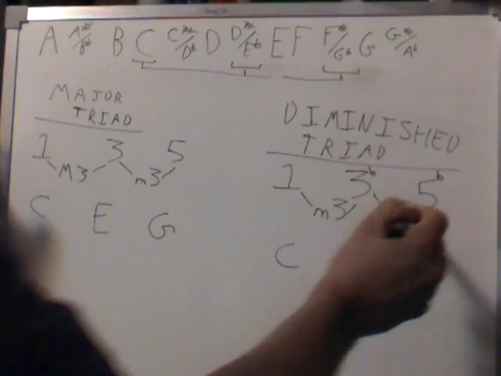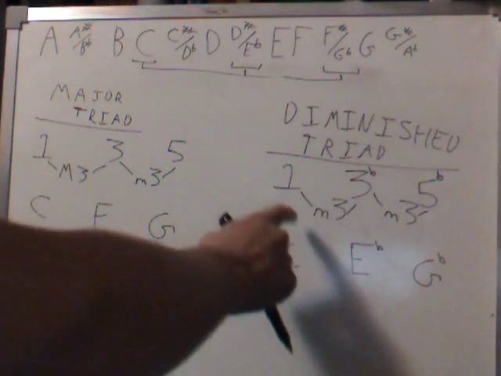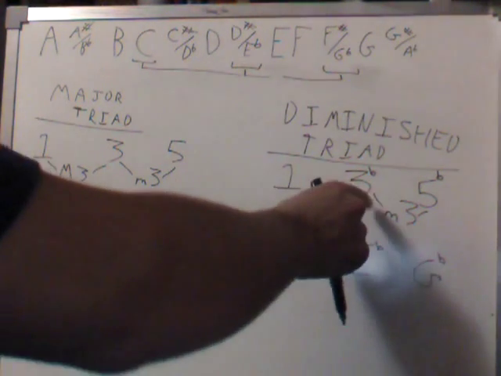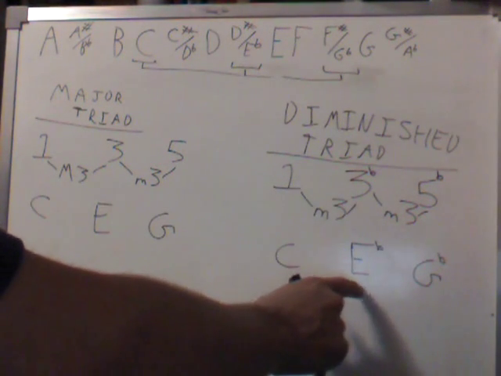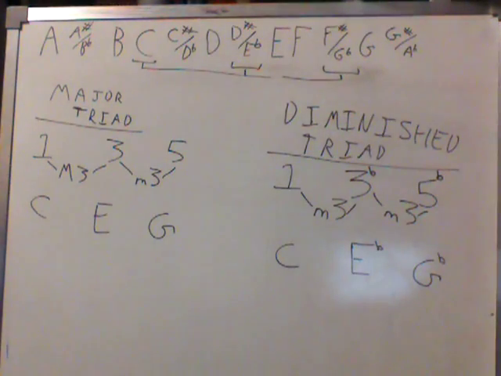So in the diminished triad, both these intervals are the same. Minor third, minor third. You have to go from the 1 a minor third up to get the next note of the diminished triad, and then another minor third up to get the flat 5, the G flat there.